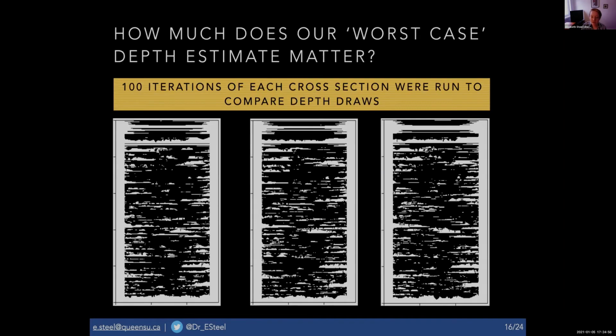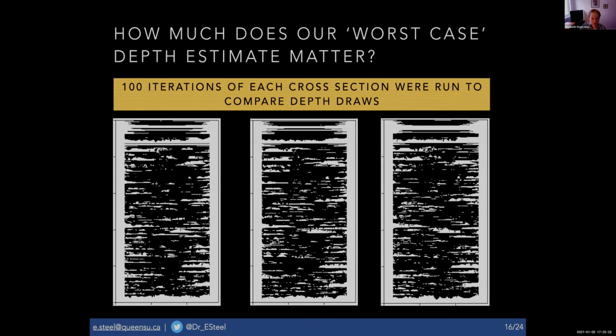So keep in mind that whenever we're generating this synthetic stratigraphy, we are doing this random depth draw from our distributions. And so a natural question to ask would be, how much does that depth draw, or the error associated with that depth draw, change any of the results that we're seeing? And so what I did for each location was run many iterations of the same cross section. So each iteration would have a slightly different depth draw for each channel.